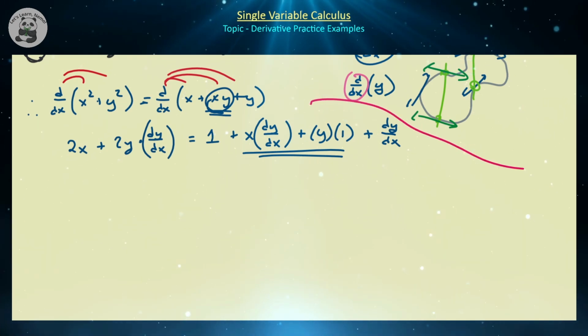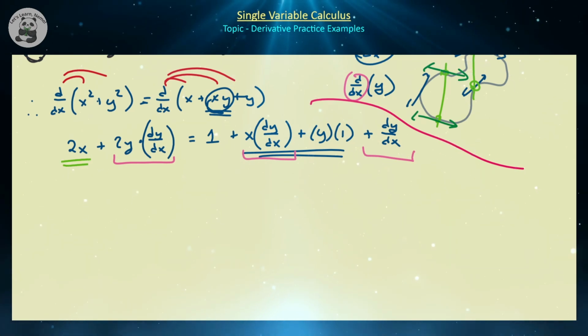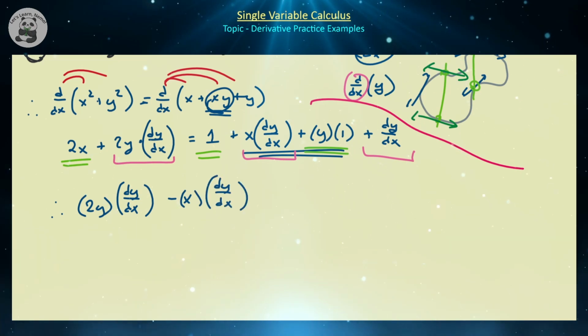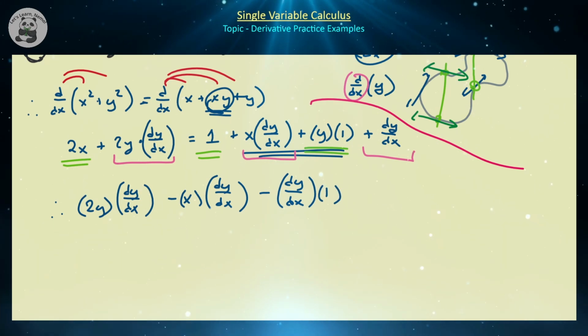So our goal is to find dy over dx, and here we have 1, 2, 3 instances of that, so I just need to shuffle them to the same side and shift everything else to the other side. In particular, 2x, 1, and y needs to be on the right, and everything underlined in pink is going to be on the left. So once I isolate everything, we're going to have 2y times dy over dx minus x times dy over dx minus dy over dx, let's multiply it by 1 just for fun, and that's going to be equal to 1 plus y minus 2x.